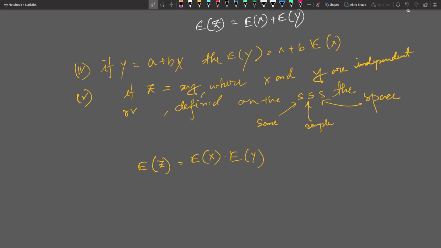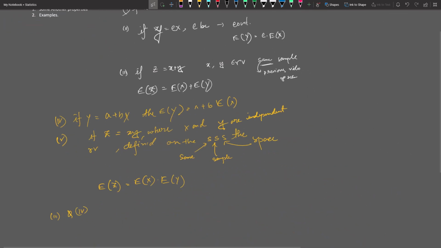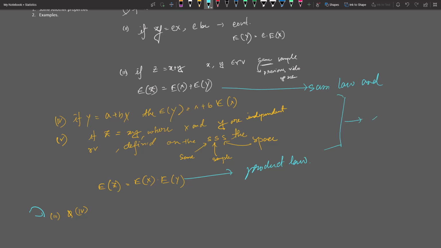So you know, for numbers 3 and 4, there is a specific rule: this one is summation and this one is nothing but multiplication. So this is called the sum law, and this is called the product law of expectation.